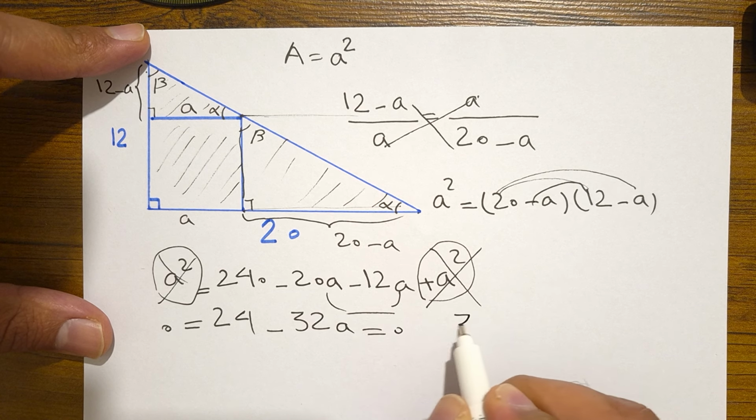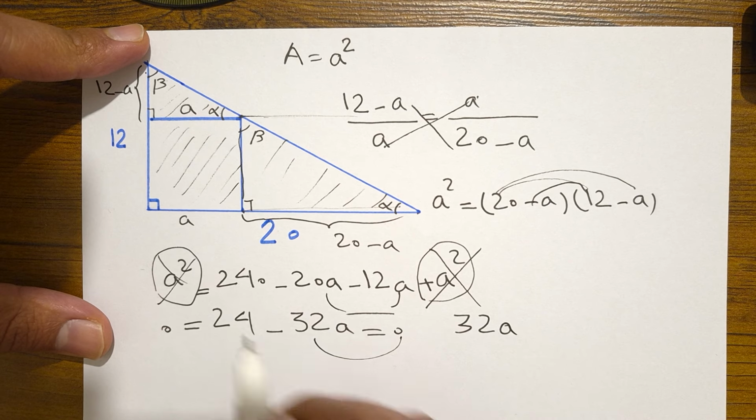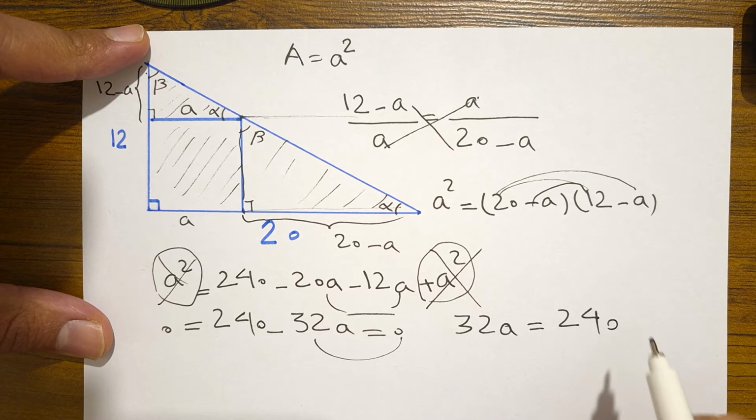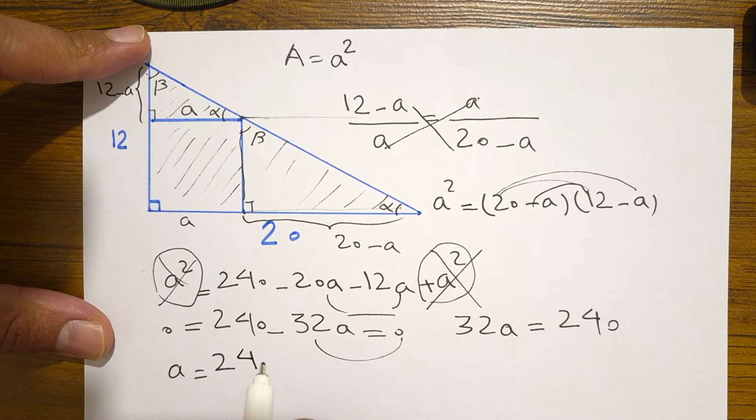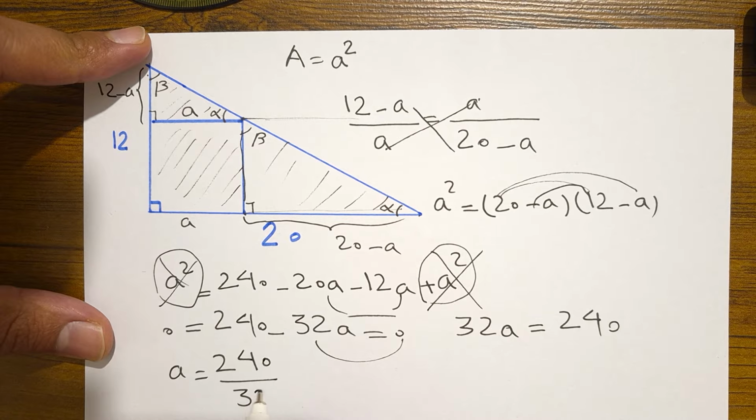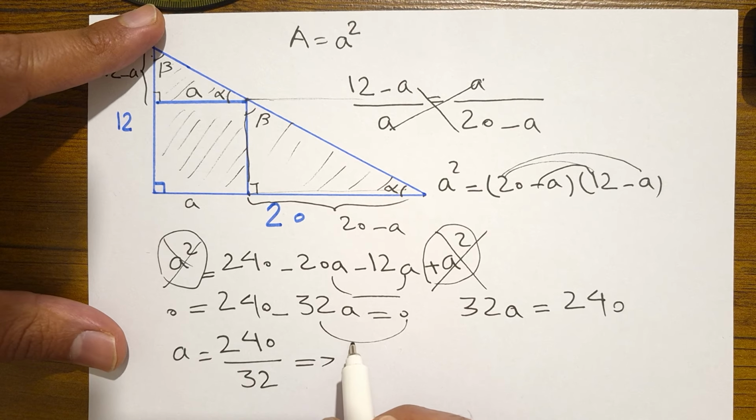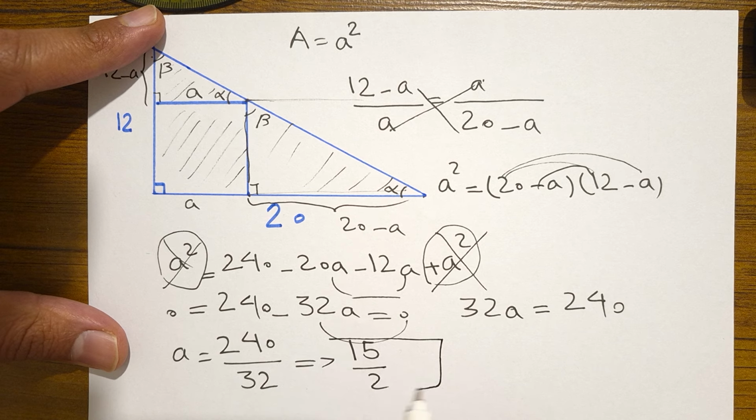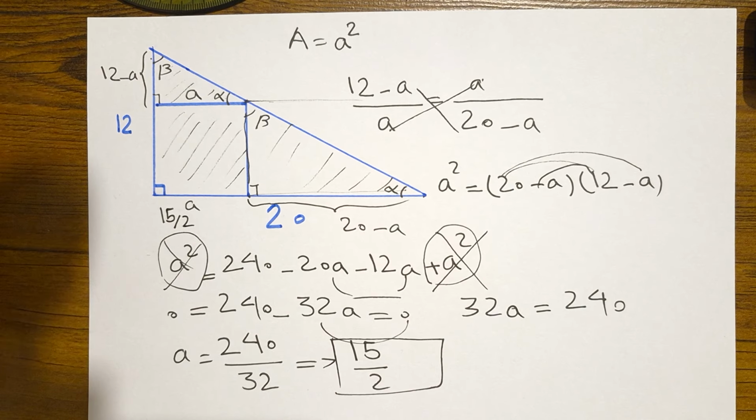So in other words, 32A, I just bring it to this side, equals 240. So in other words, A equals 240 over 32, and if we simplify or reduce this fraction, it is 15 over 2. So A equals 15 over 2. So the side of this square is 15 over 2.